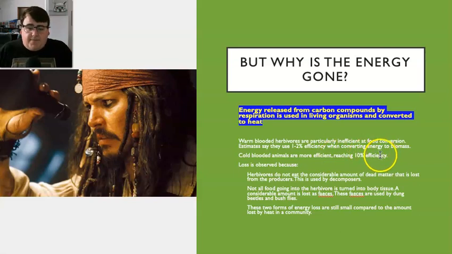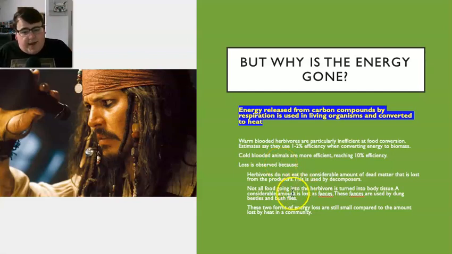The reason that we lose so much energy at each level is down to 3 different points. One of those is that herbivores don't eat a large amount of the dead matter that's available. When a producer dies, that matter becomes broken down by decomposers rather than eaten by the herbivores. So herbivores aren't able to take in that energy because it's not available to them.